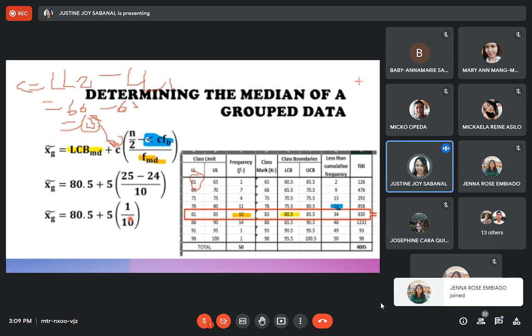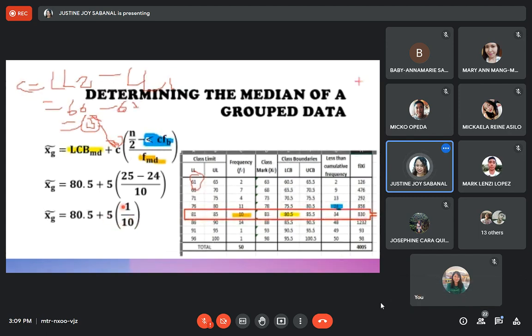So, ngayon po, we have this. So, 5 times 1 over 10 po is 0.5. Kaya po, 80.5 plus 0.5 is equivalent to 81. So, the median of the group data or of this particular frequency distribution table is equivalent to 81.